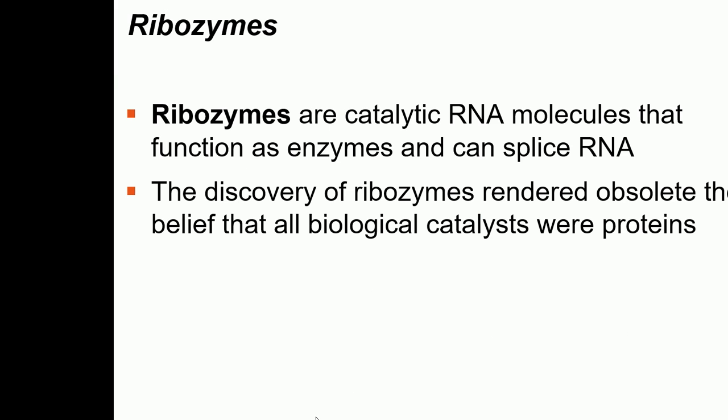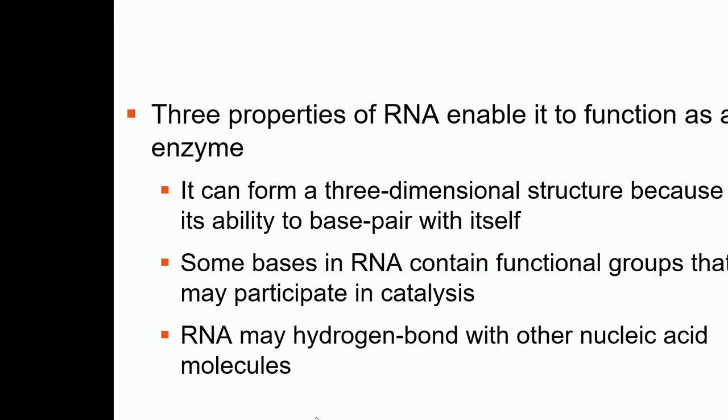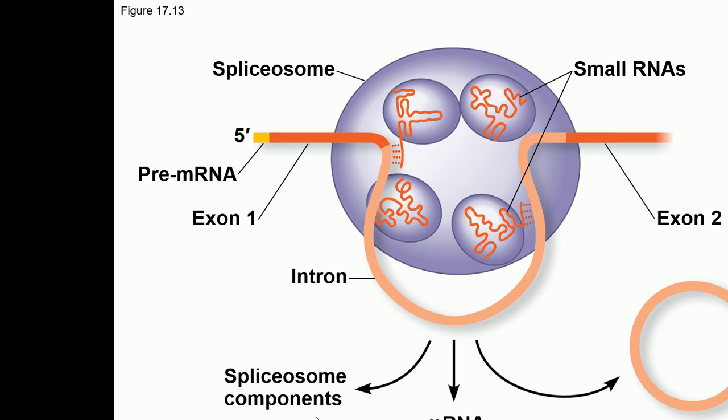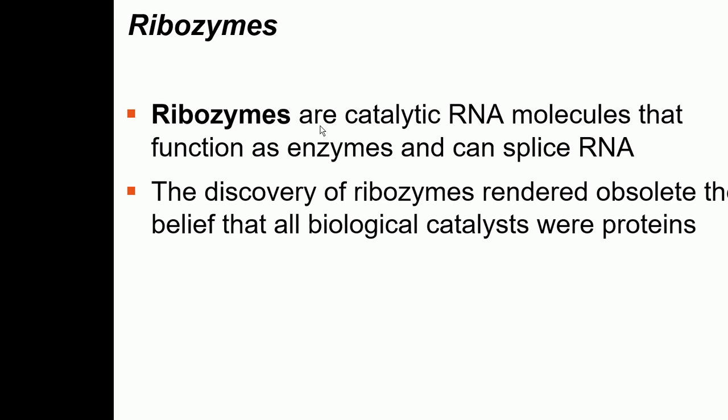Basically, how does splicing take place? It takes place with the help of these spliceosomes, and in these spliceosomes there is an RNA, and this RNA acts as a catalyst. This RNA acts as an enzyme, and when RNA acts as an enzyme, it is called a ribozyme. Ribozymes are catalytic RNA molecules that function as enzymes, and they can splice RNA.